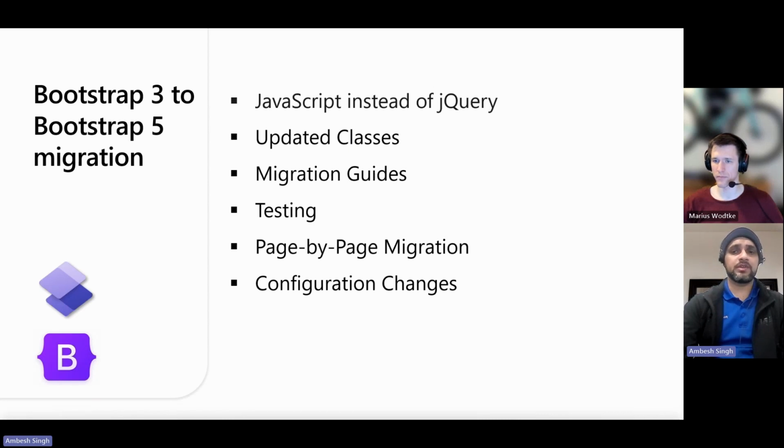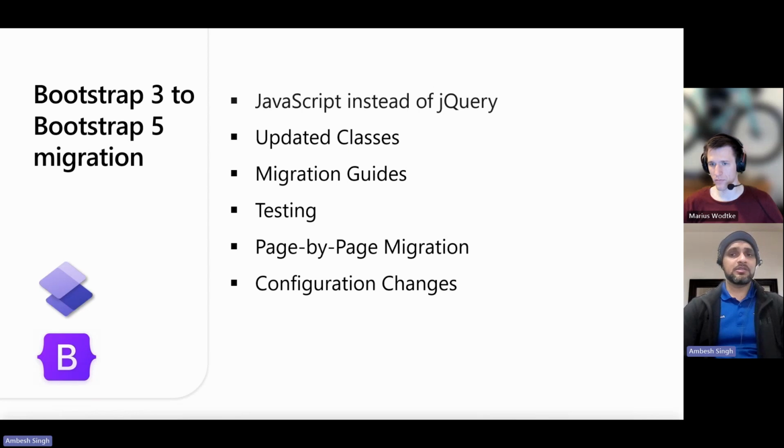Bootstrap 5 has switched to JavaScript instead of jQuery. This means you will need to update any jQuery-dependent code in your Power Pages or the website which you have already written. Updated classes are there. Many classes have been changed between the versions. For example, pull-left changed to float-start, pull-right changed to float-end, and text-right changed to text-end, something like that. So you have to make these changes in your code as well before or during the migration plans.